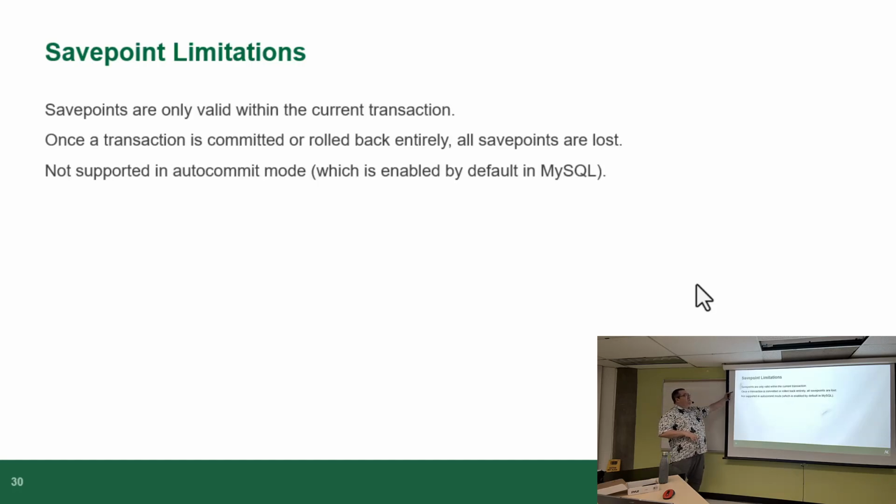Save points are only valid for that one transaction. They only live for that length. Save points are lost the second something's rolled back.